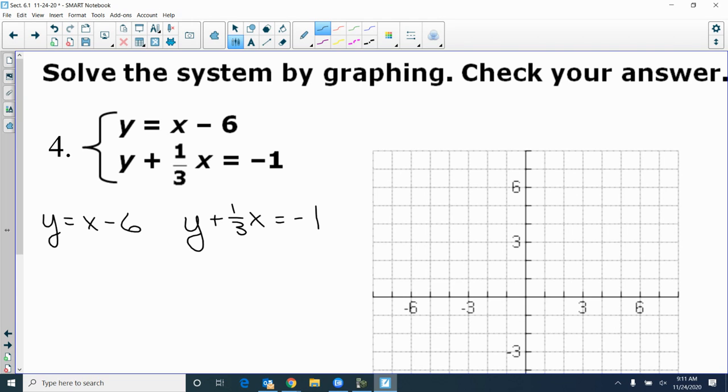Hey, make it equals -2 on the second one. Sorry. I'll make your life easier. Yes. Equals -2. Yep. Make this a -2. Okay.